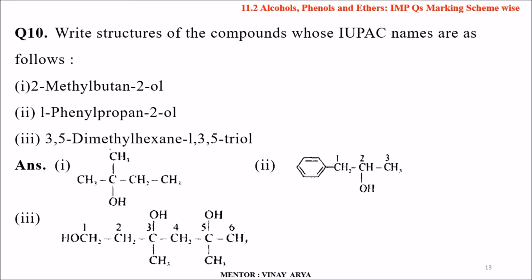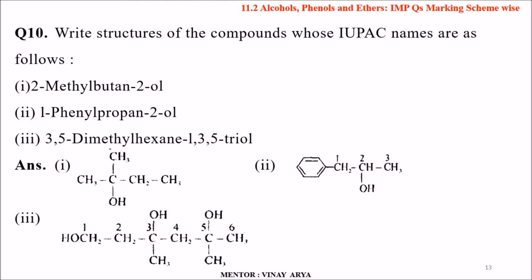Write structures of the compounds whose IUPAC names are given to us. So the first is 2-methyl butane 2-ol, second is 1-phenyl propane 2-ol, third is 3,5-dimethyl hexane 1,3,5-triol. Now over here, as the first one says butane, so first we have to draw 4 carbon, students. So we have drawn 4 carbon in main chain. The second carbon should have OH and CH3, so that we have substituted.